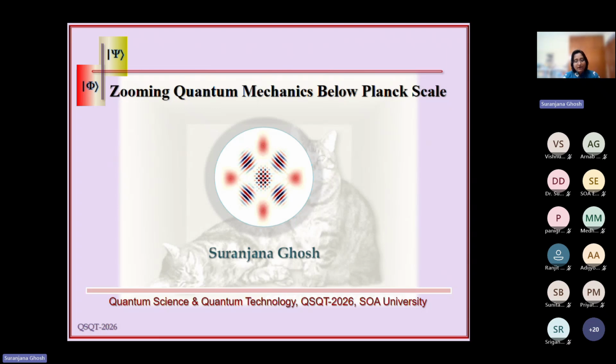So when you talk about quantum mechanics, then the Planck dimension becomes very important. And here actually I'll discuss something which is dimension below the Planck scale. And one can see here, there is a nice picture also. So I'll explain what those are in my talk.